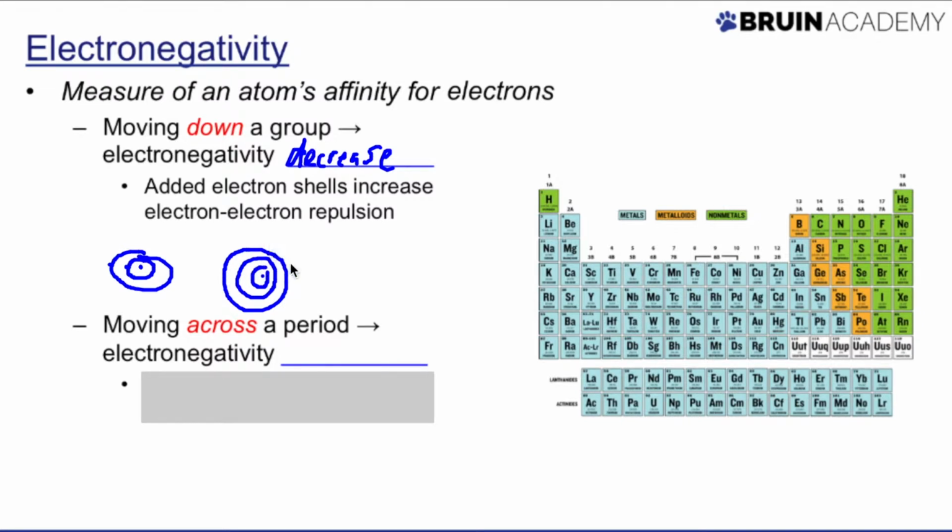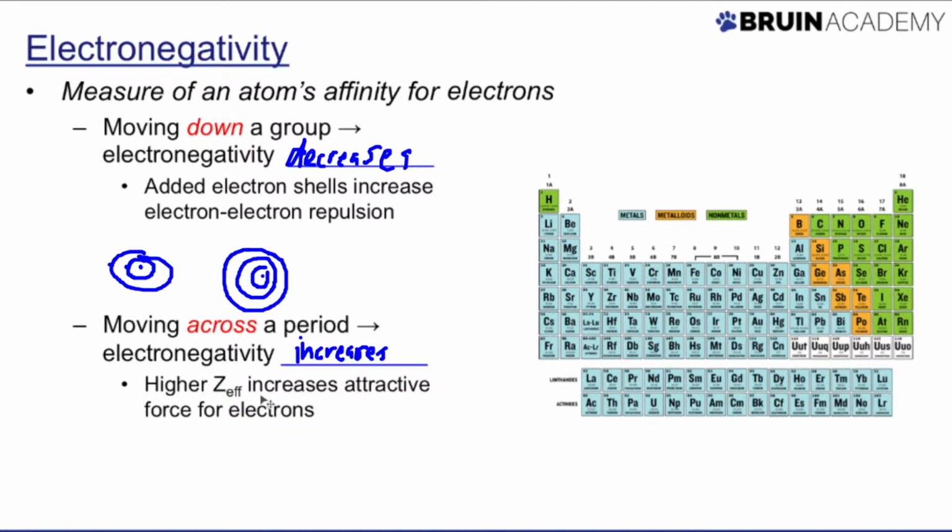So we can apply similar logic to this example. So moving across a period, electronegativity is going to increase. So electronegativity increases, here it decreases. And you should also be able to rationalize this. Similar reasoning as before, higher effective nuclear charge as you move from left to right, it increases the attractive force of the proton. The proton has a larger attractive force.